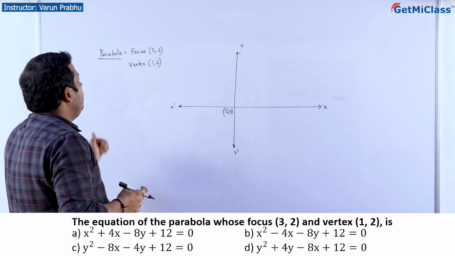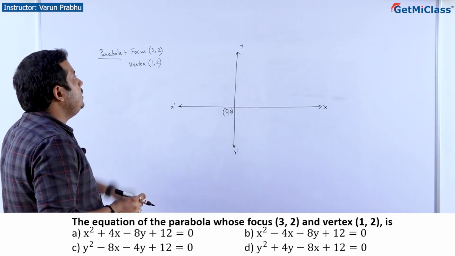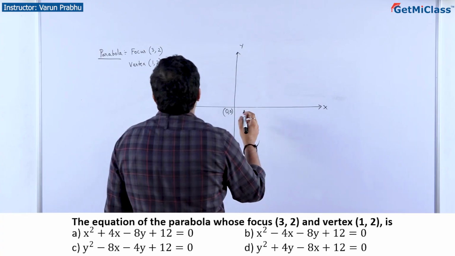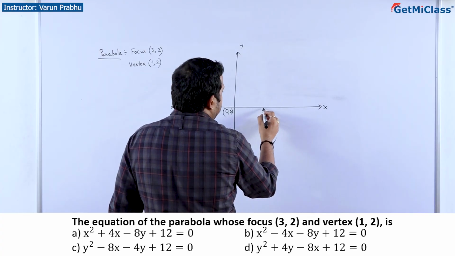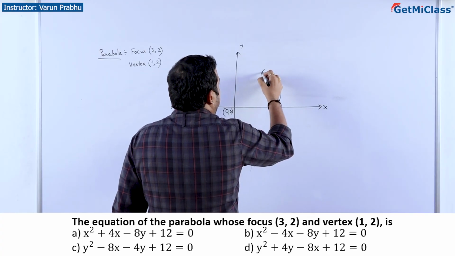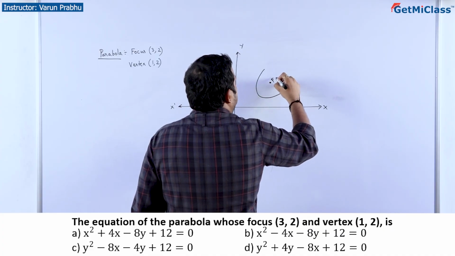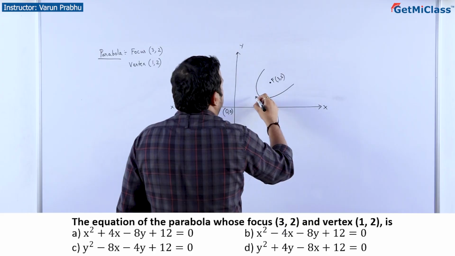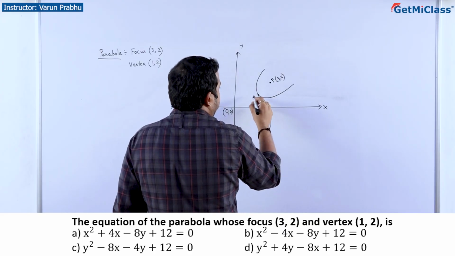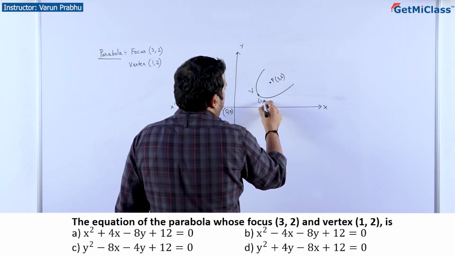If you look at this problem, what is the equation of the parabola whose focus is at the point 3, 2? The focus is at the point 3, 2 and the vertex is at the point 1, 2.